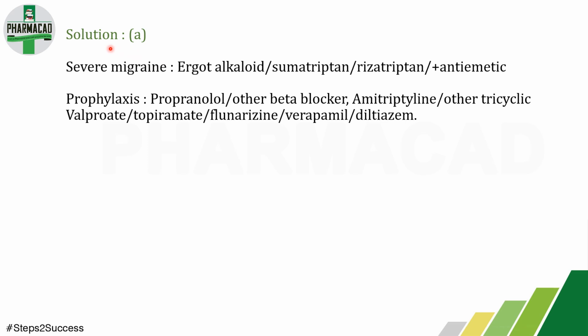So the correct option here is option A, that is propranolol and amitriptyline. For severe migraine, the preferred drugs are ergot alkaloid, sumatriptan, rizatriptan plus an antiemetic. However, for the prophylaxis of migraine, we need propranolol or some other beta blocker, amitriptyline, other tricyclics, valproate, topiramate, flunarizine, verapamil, and diltiazem. So these are the classification for severe migraine and prophylaxis. Please remember them.